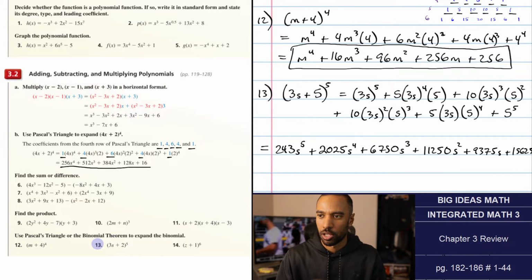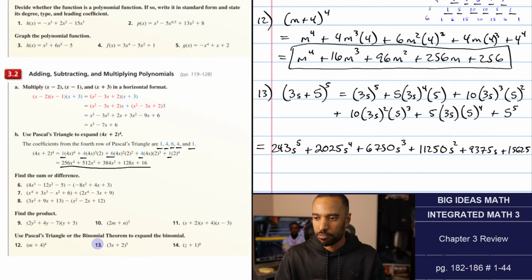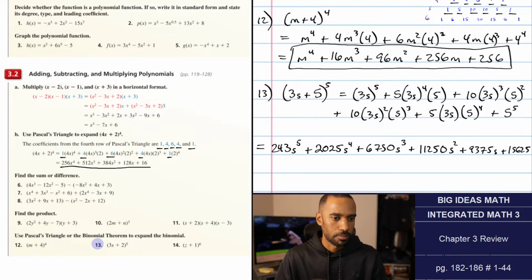I'm trying to fit them all in one line, because that would then be the final answer if I got all those right. Let's check on those. 9 times 125 times 10. 11,250. Okay. 5 to the 4th times 3 times 5.